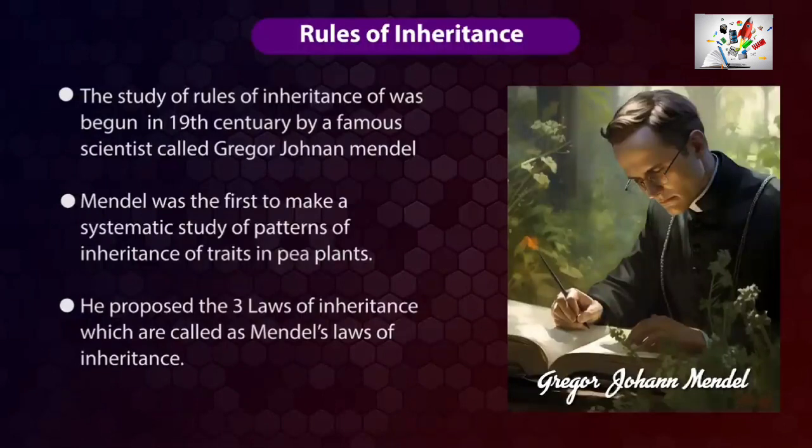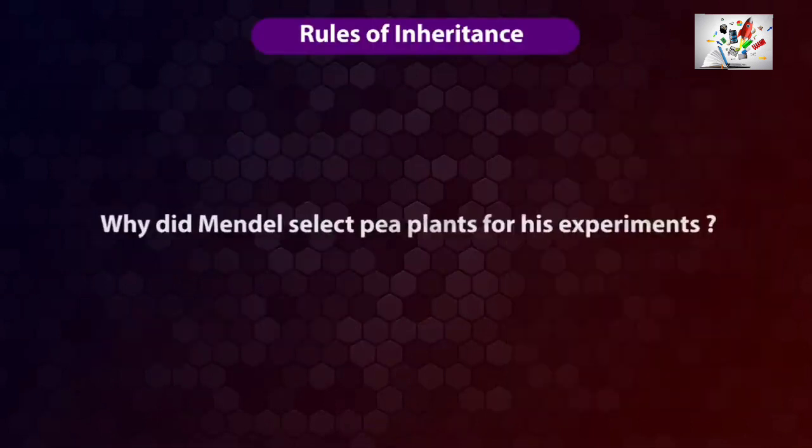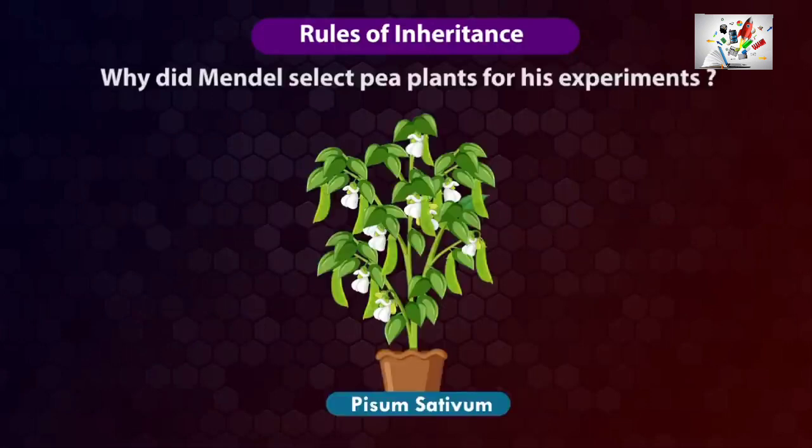He proposed 3 laws of inheritance which are called Mendel's laws of inheritance. Why did Mendel select pea plants for his experiment? Mendel chose pea plants, which are called Pisum sativum, for his experiments for several reasons.